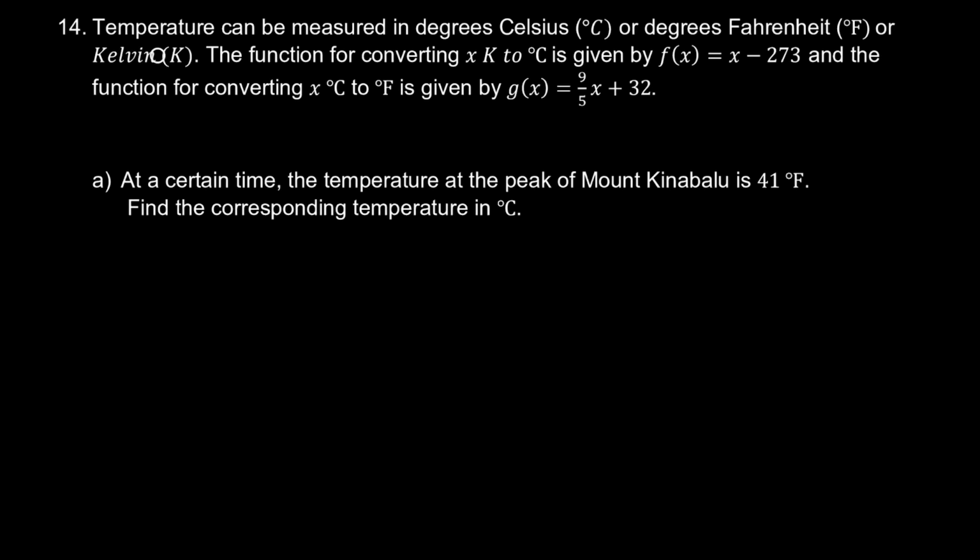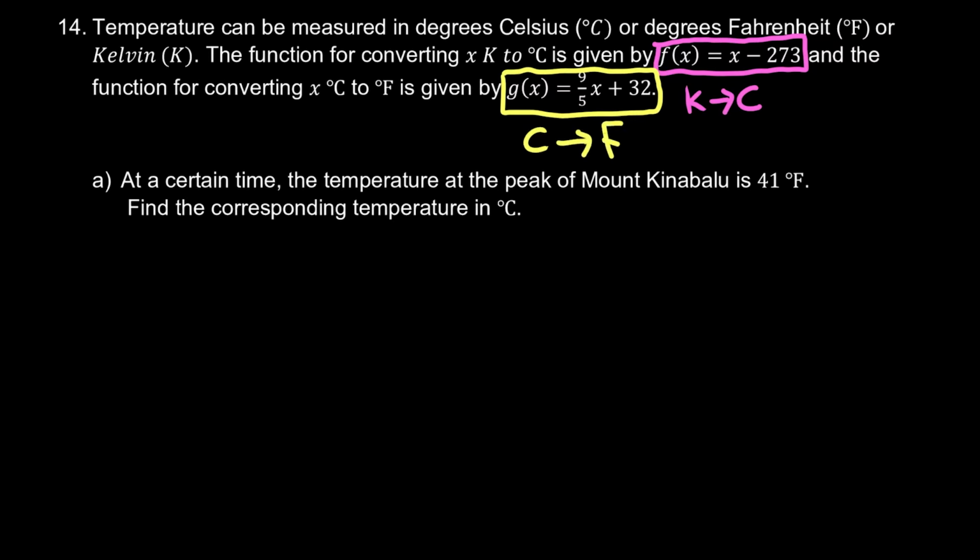Question 14. Temperature can be measured in degrees Celsius, degrees Fahrenheit or Kelvin. The function for converting Kelvin to Celsius is given by the function F. So we know this function is going to help us convert Kelvin to Celsius. And the function for converting Celsius to Fahrenheit is given by this function, G(x). So G is going to help us convert Celsius to Fahrenheit.